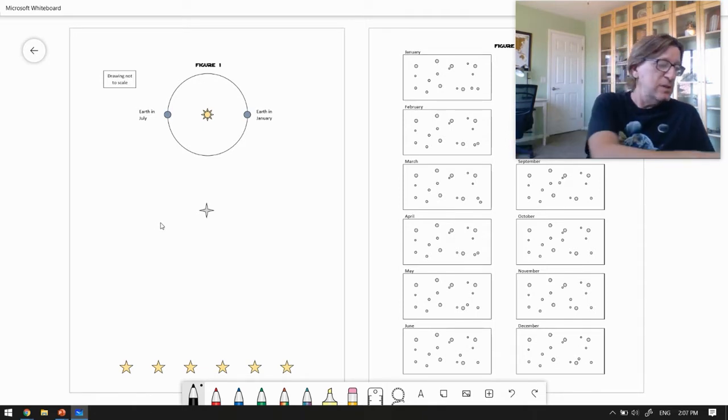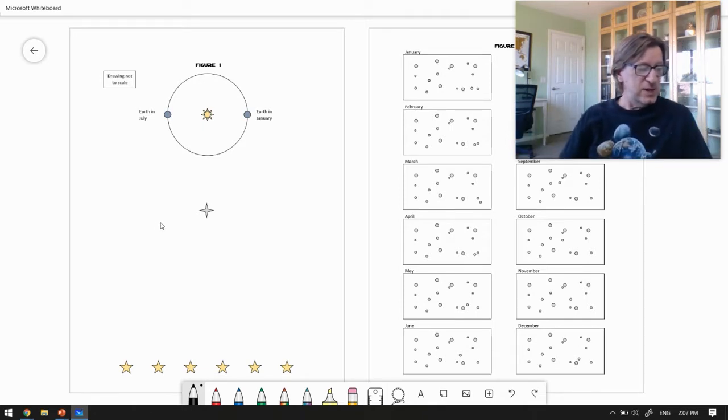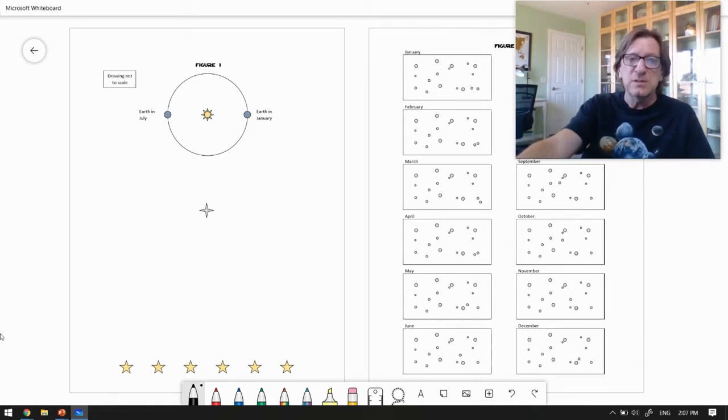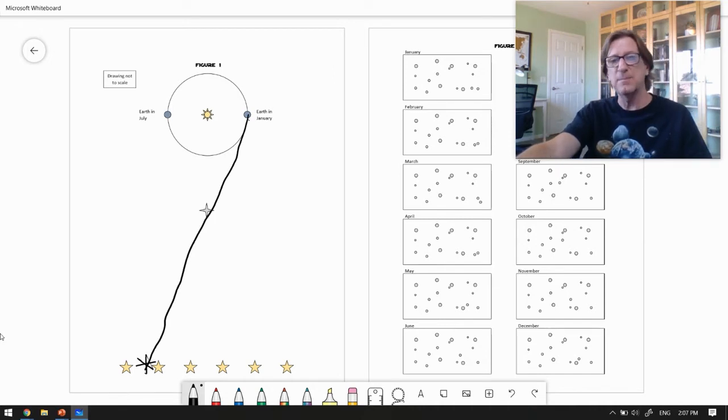So let's do this together. It says, using a straight edge on figure 1, draw a line from Earth's position in January through the nearby star to show where it would apparently be with respect to the distant stars. That's a lot of words to just say you want to do something that looks like this. And obviously I don't have a straight edge, so I'm doing the best I can, right?